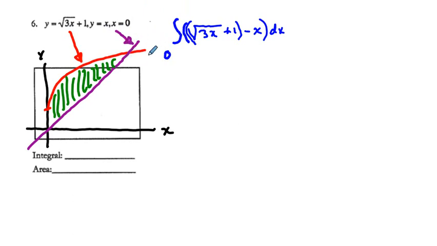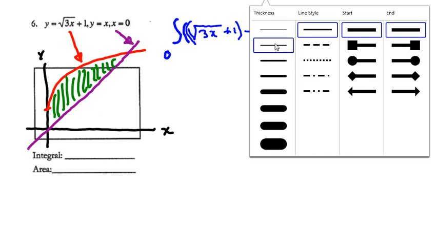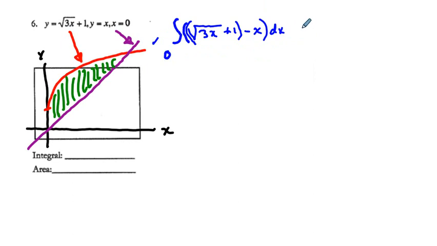Okay, so what is going to be the x value of that intersection point? Well, we know it's going to be the y value too. So let's go ahead and set these two equations equal to each other, and we have square root of 3x plus 1 is equal to x, and then we subtract 1, so we get square root of 3x equals x minus 1 on the right side. If we square both sides, we get 3x is equal to x squared minus 2x plus 1.